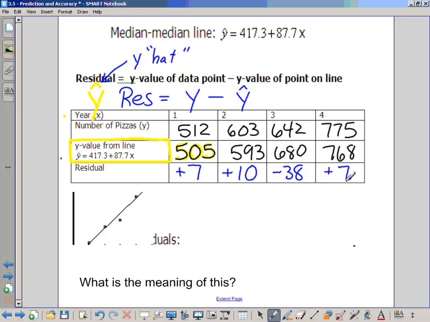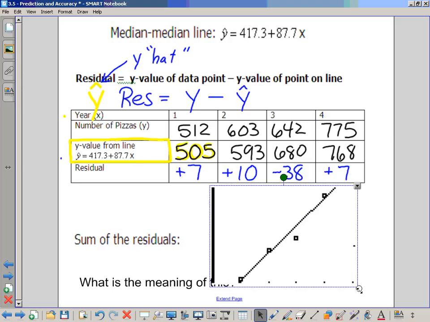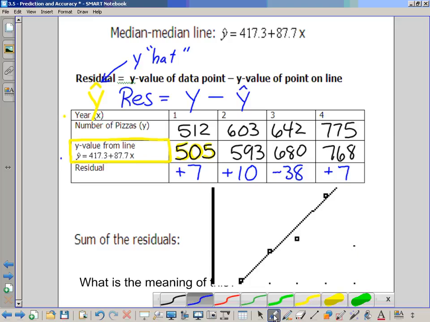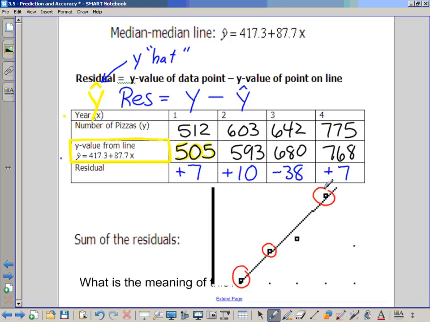So we have all these points on the graph. If we look at the graph here, right? The first, second, and fourth points, here, here, and here, are all where compared to the line? Above the line. And what were their residuals? Positive, indicating that they were above.